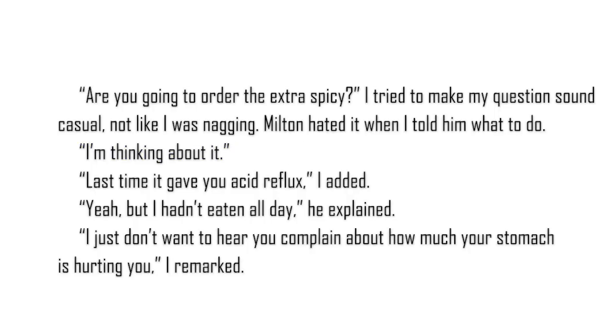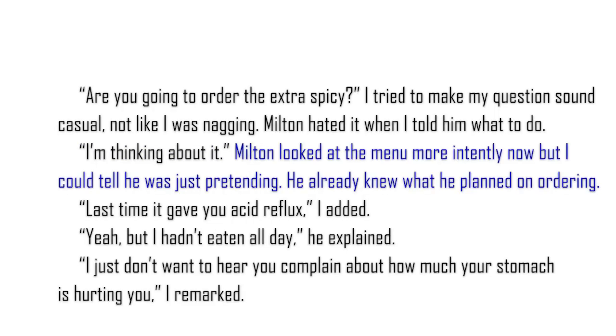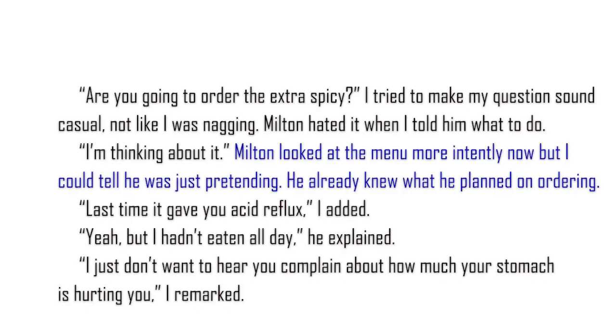So let me keep going with this. Here's the second line of dialogue. I'm thinking about it. Milton looked at the menu more intently now, but I could tell he was just pretending. He already knew what he planned on ordering. It's very obvious who is speaking. It's Milton, because I followed the line of dialogue with a sentence about what the character is doing in that moment. So that is a fabulous way to get rid of your attributions.